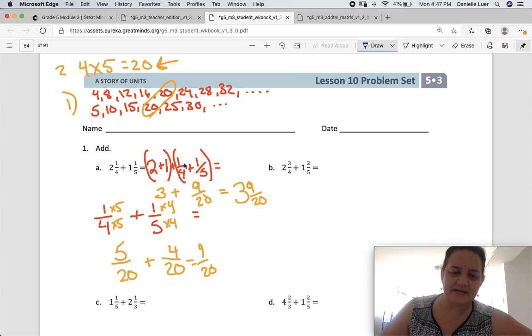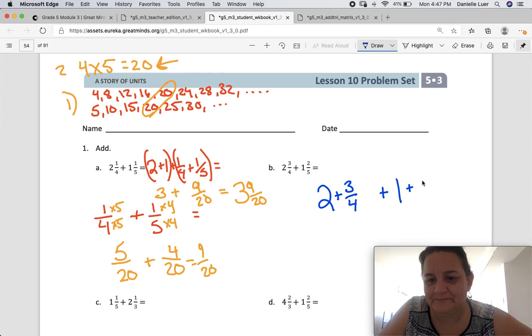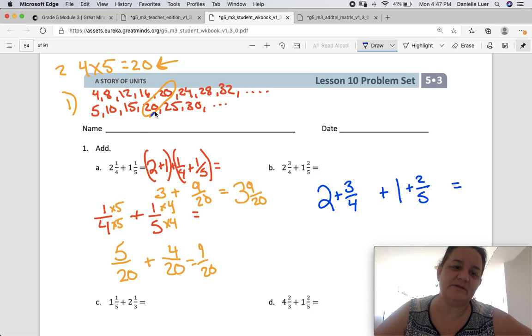Okay, this time I'm not going to spread them apart, but you can if you want. I'm just going to keep them where they are, and I'm going to make a space here. 1 plus 2/5, and then I'm going to put my equals over here. Now again, I've got that 4 and that 5, so I already know that 20 is going to be my least common denominator.